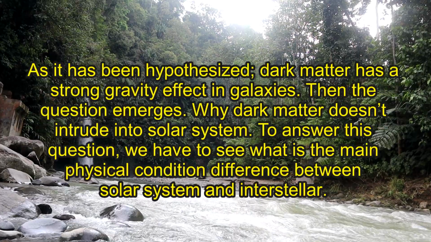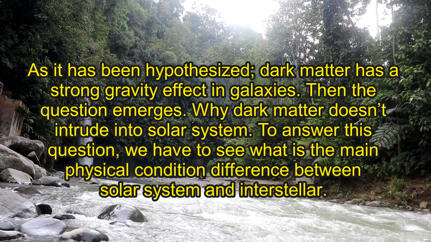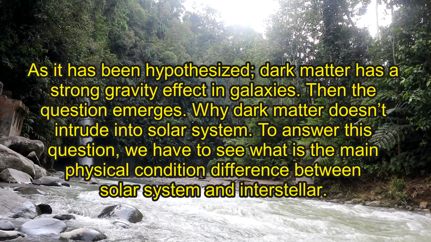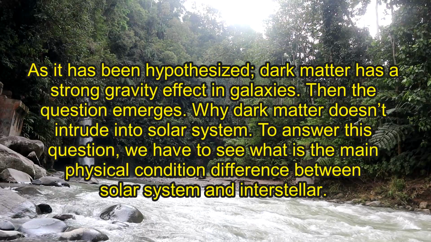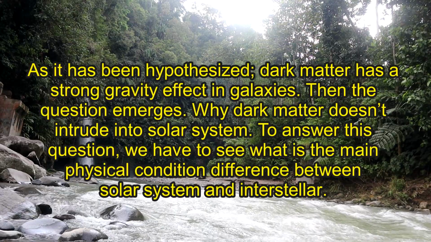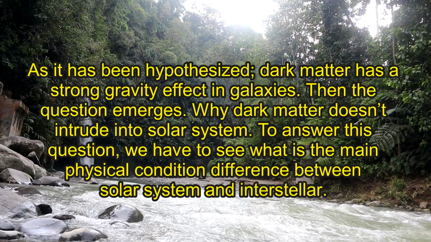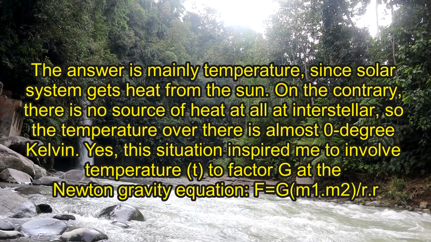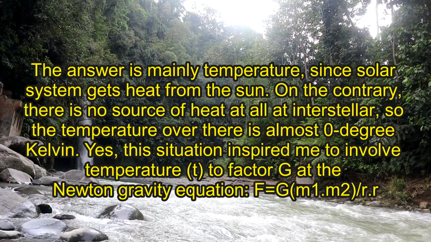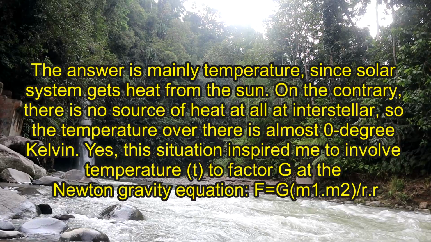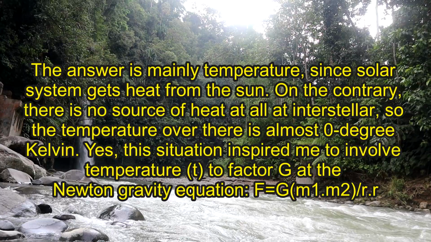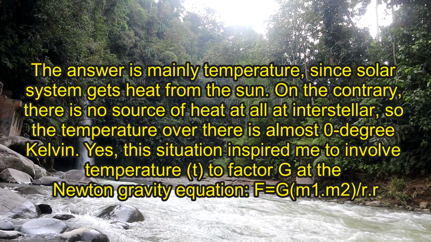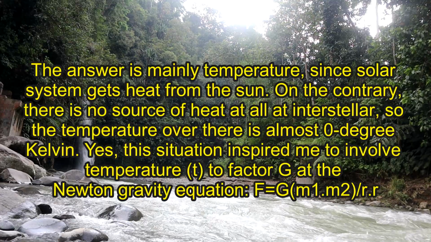Thus, it has been hypothesized dark matter has a strong gravity effect in galaxies. Then the question emerged: why dark matter doesn't intrude into solar system? To answer this question, we have to see what is the main physical condition difference between solar system and interstellar. The answer is mainly temperature, since solar system get heat from the sun. On the contrary, there is no source of heat at all at interstellar, so the temperature over there is almost 0 degree Kelvin.